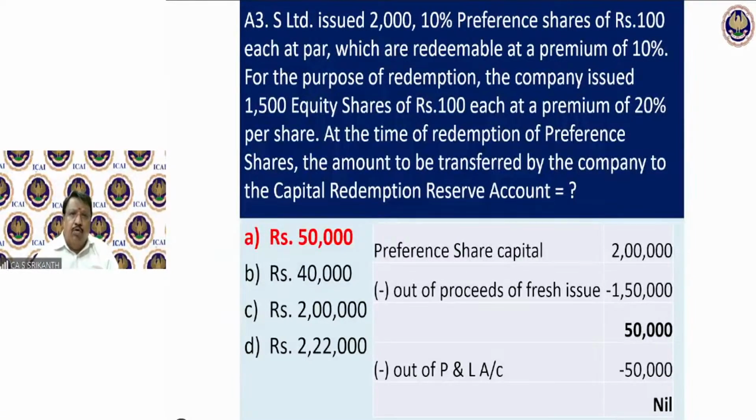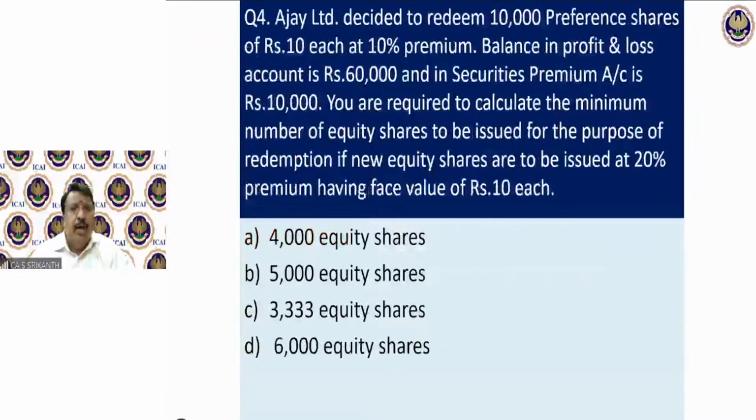You don't want to do that? Then get a fresh issue and let it become part of the permanent capital. Out of that, you redeem either out of profits or out of the fresh issue of equity shares, whichever you want, you can use. I'm sure you have already studied this in financial reporting also. These are the overlaps between company law and company accounts.